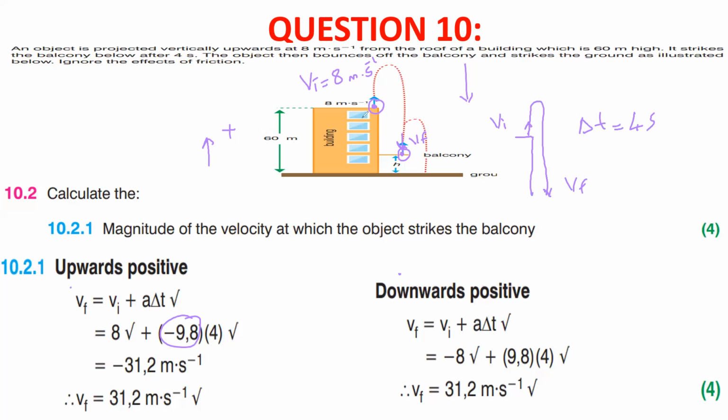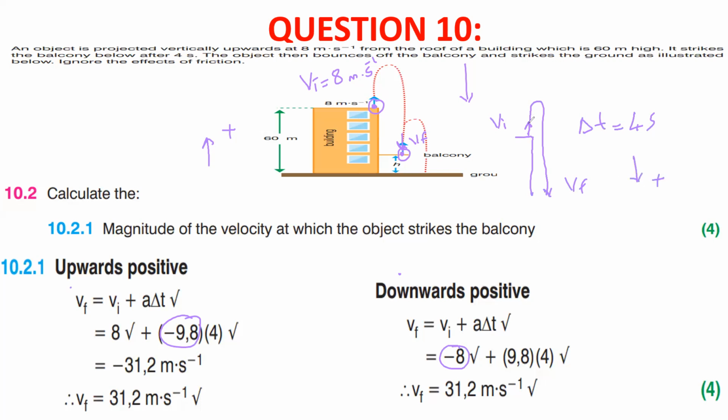I'm using positive because of the direction of motion and direction of velocity. V initial, and you said positive upward. All right. So if you say downward positive, what's going to happen? V initial is negative now. Why? Because you are saying downward positive. Okay, let's use downward positive.